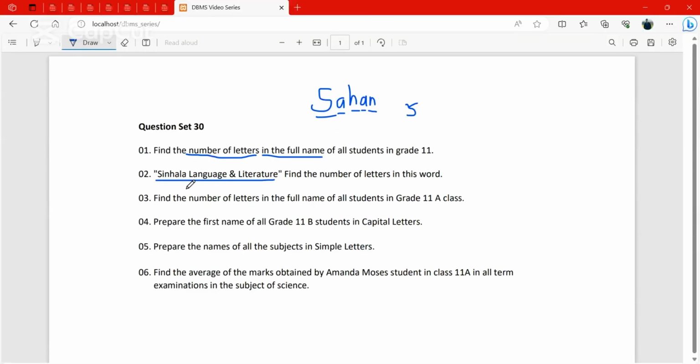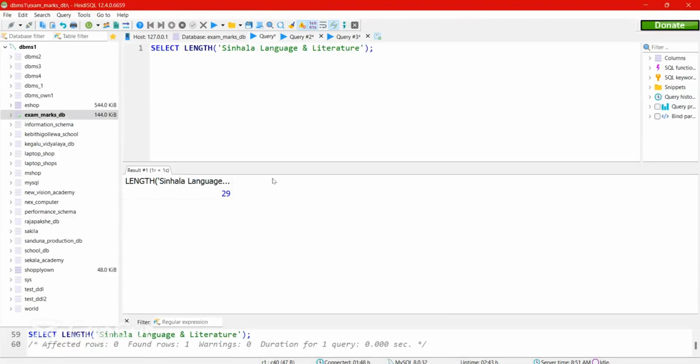So let's go to the third one. Find the number of letters in the full name of all students in grade 11A. The third one is the same as the first one. In the first one we found the number of letters in the full name of all grade 11 students. But in the third question they are asking for the number of letters in the full name of all students in grade 11A. So let's write the query for that one too.